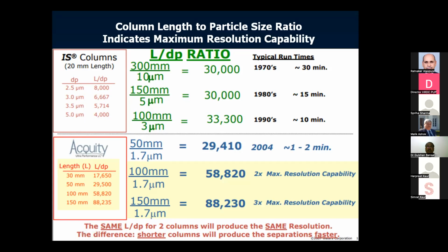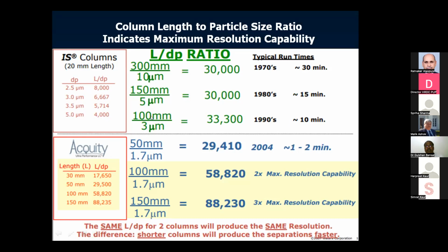Maximum resolution capability. For example, in the beginning, when the HPLC came to the forefront in 1960s or 1970s, the particles were around 10 micrometers and the columns were of 30 centimeter length. And see, the length and the particle size ratio was around 30,000. Then in 1970s, then in 1980s, smaller length columns were made available. Smaller particles were used for the HPLC columns. So again here 150 divided by 5, we get a 30,000 ratio.